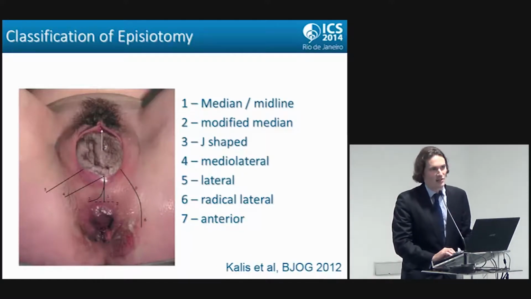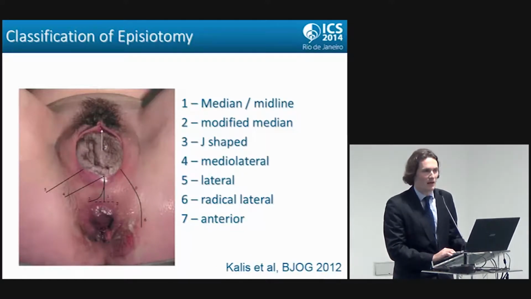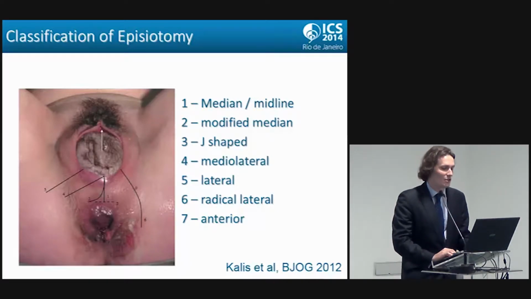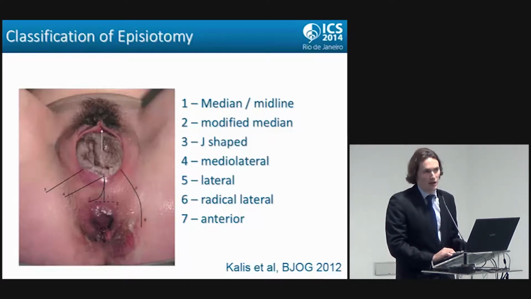There's another classification that we need to be mindful of when we talk about the epidemiology of OASIS, and that's the classification of episiotomy, which was formalized by Vlad Kallis in this publication in BJOG. So the midline or median incision is still widely practiced in the United States, and not surprisingly, a cut that goes from the posterior fourchette directly towards the anal canal is believed to increase the risk of OASIS, and for that reason it can be modified as shown, or a J-shaped incision, to deviate the incision away.